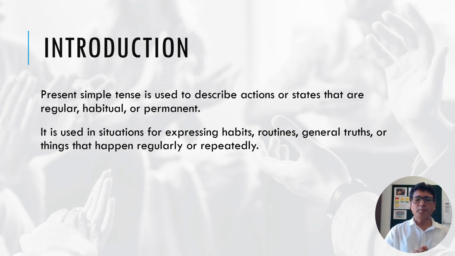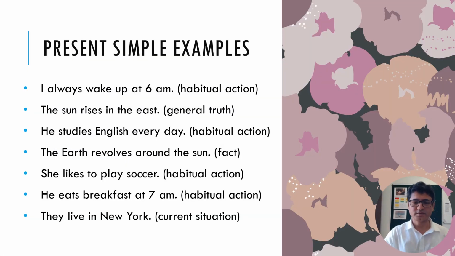Now, present simple tense is used to describe actions or states that are regular, habitual, or permanent. It is used in situations for expressing habits, routines, general truths, or things that happen regularly or permanently. Now, let's look at a few examples.